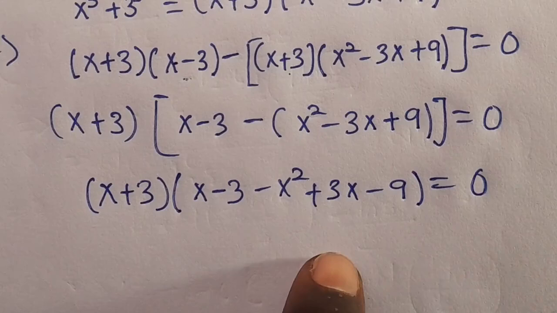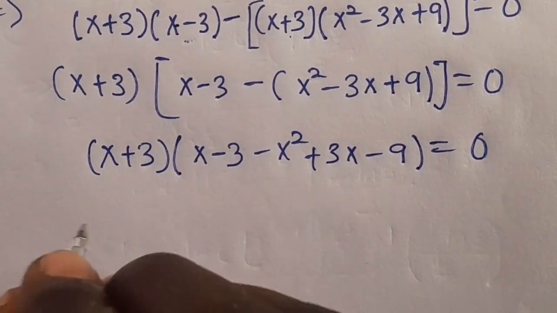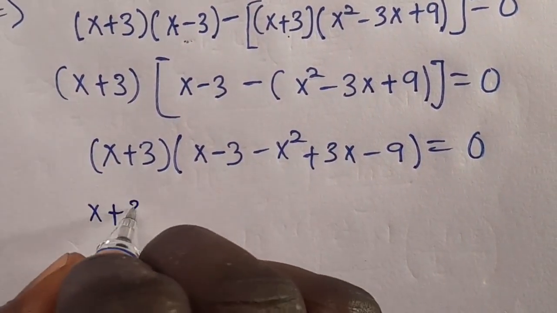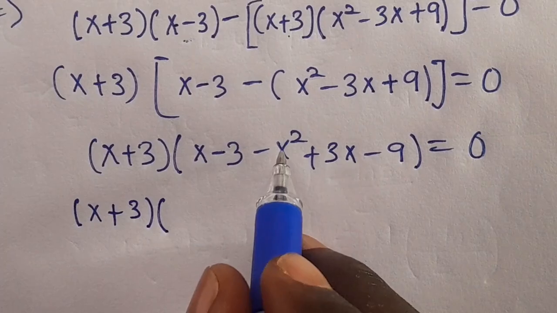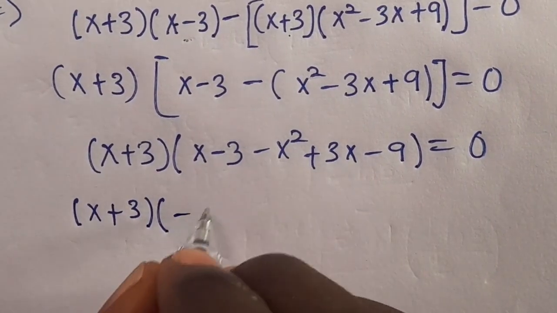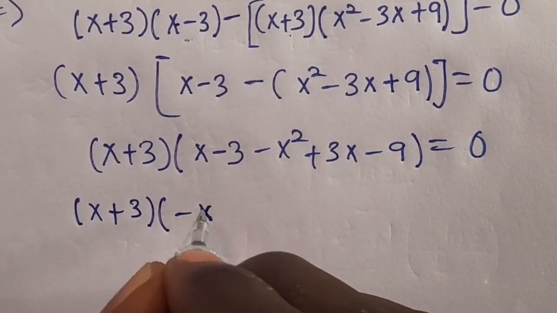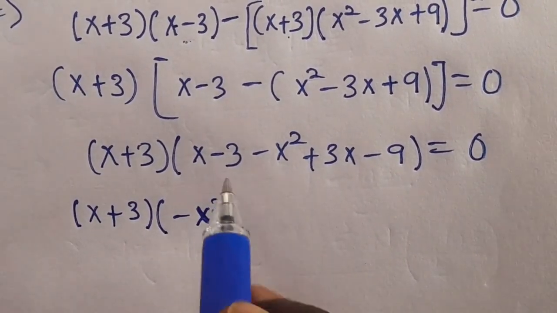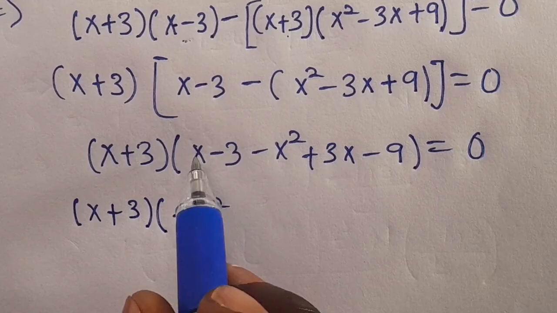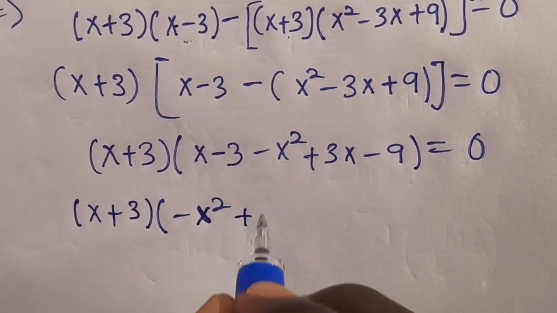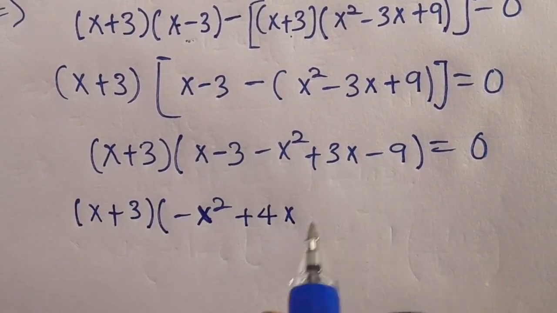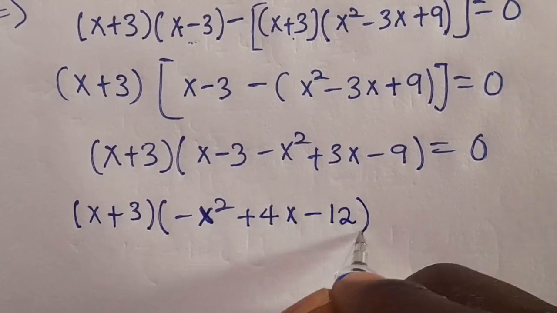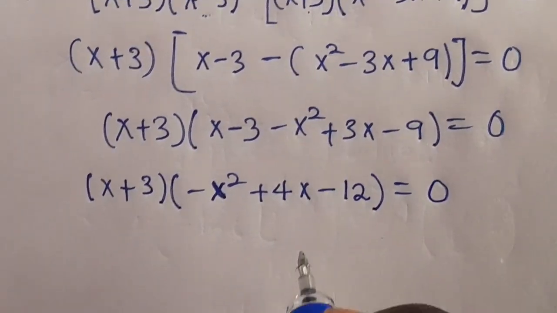So guys, from here, we have x plus 3. Then by taking this first, we have minus x squared. Now, x plus 3x will give us plus 4x, minus 3 minus 9 will give us minus 12. Then we have everything equal to 0.